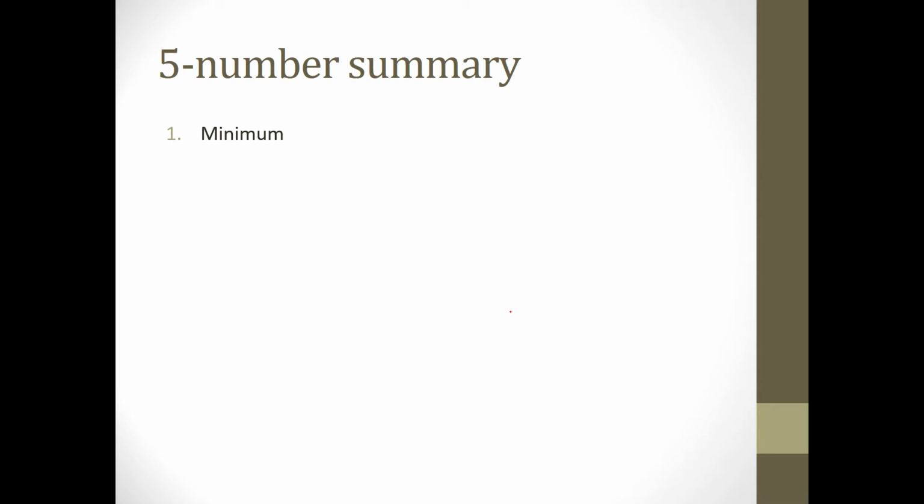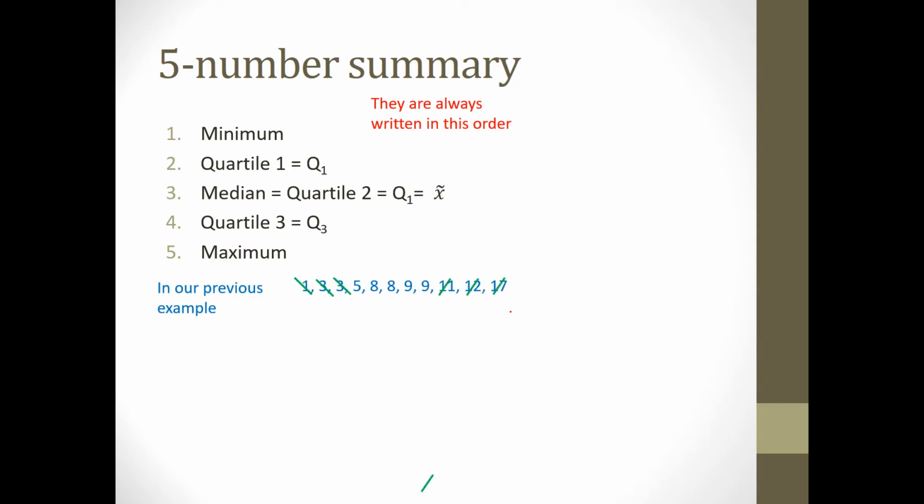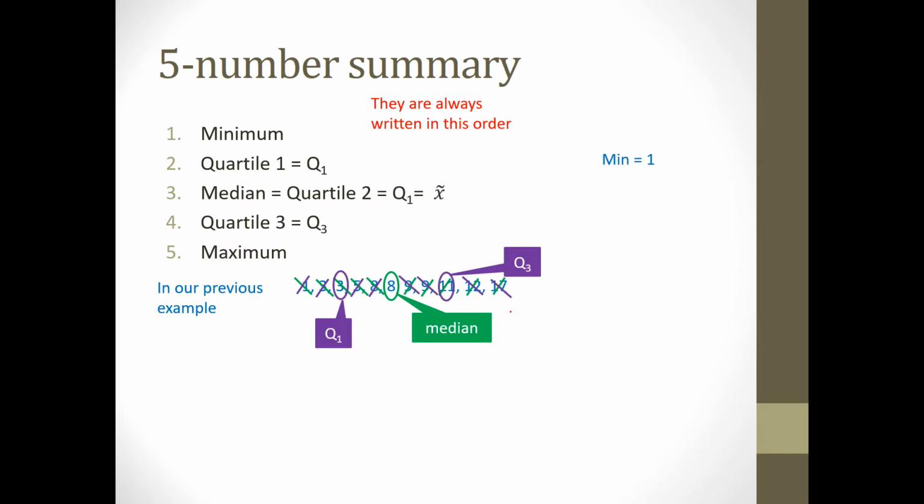Okay, so my 5-number summary is 5 numbers. The smallest, quartile 1, quartile 2, which is the same thing as the median, quartile 3, and then the maximum. They're always written in this order. So from our previous example, we have our quartile 1, quartile 2, quartile 3, and our minimum is 1, that's the first number. Our quartile 1 is 3, our median is 8, our quartile 3 is 11, and our maximum is 17.